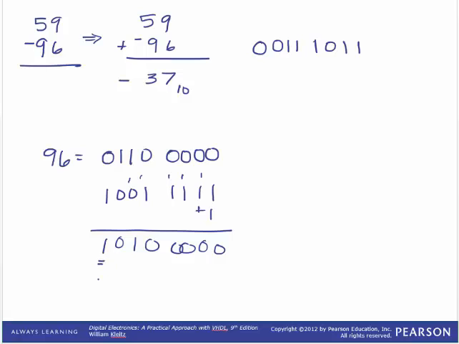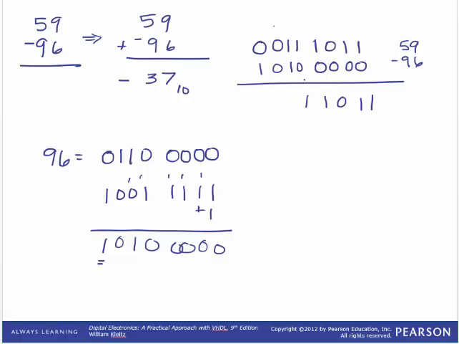Notice that my most significant bit is a 1, which indicates it's a negative number. So this is 59, and let's add to it negative 96, which is 1, 0, 1, 0, 0, 0, 0, 0. Add those two together. I get 1, 1, 0, 1, 1, 1, 0, 1. So this is my answer, and this most significant bit is a 1, which means it's a negative answer.